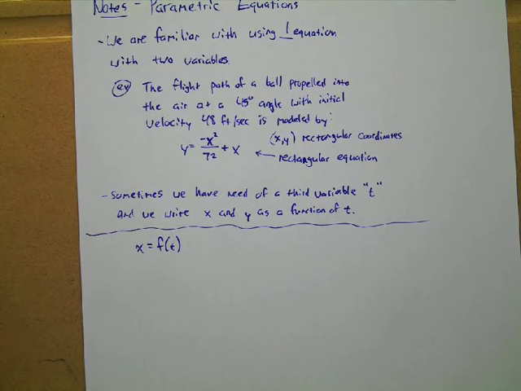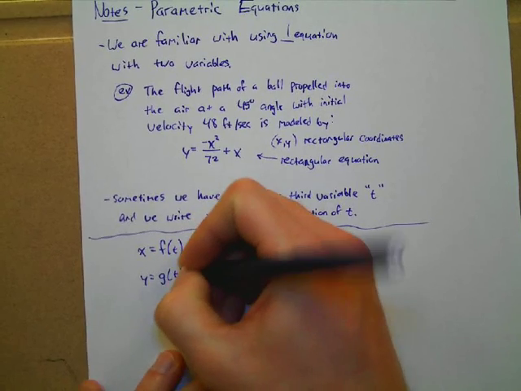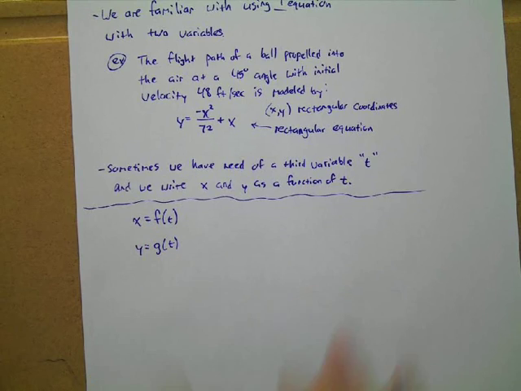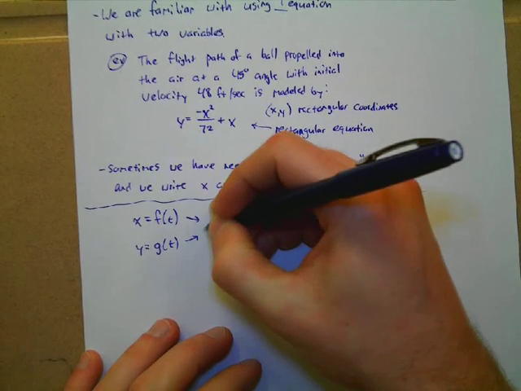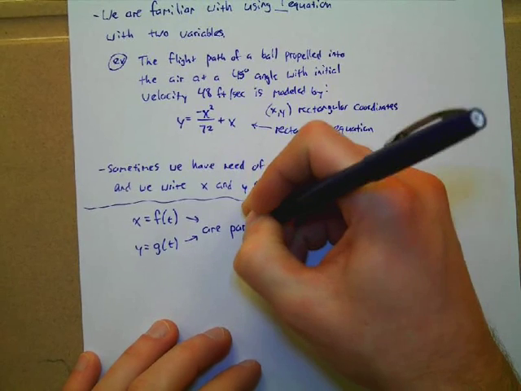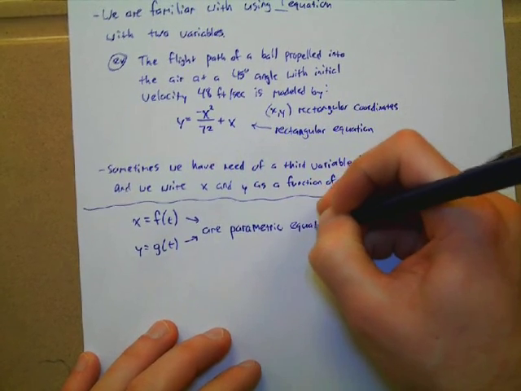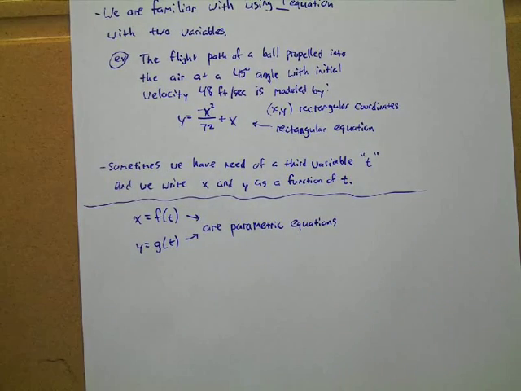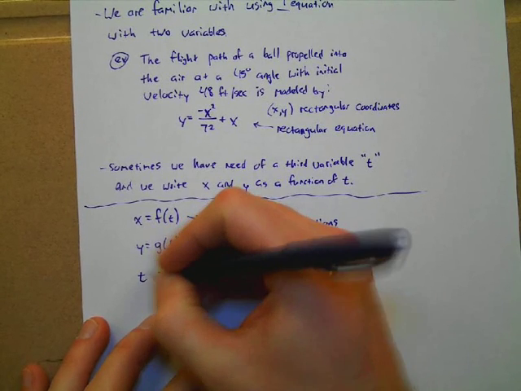So anyway, we can also say y equals, and we'll just use a different function, obviously, because the horizontal function is probably going to be different than the vertical function in this case. And so these two things are going to be parametric equations. What makes them parametric equations? That's because t is known as the parameter.